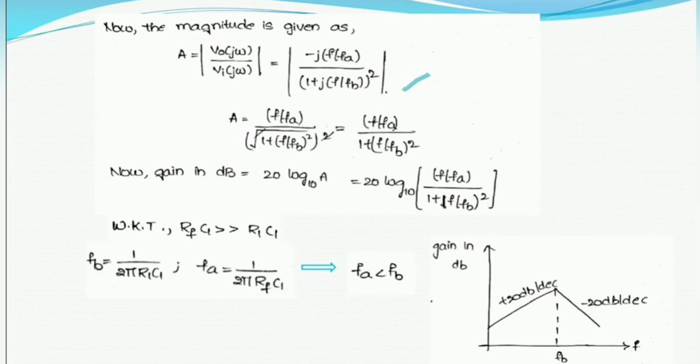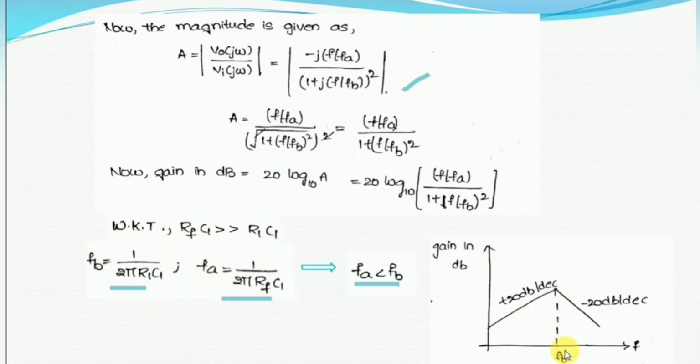We know that this relation should be maintained: fa should always be less than fb. Why should fa be less? Since fa is the cutoff frequency and fb is the indication at which the gain should be decreased. Simply in words, we can say that fb is the highest frequency compared to the cutoff frequency, which is the lowest. This is one theoretical assumption. Or if you maintain the relation that Rf C1 is always greater than R1 C1, from this equation we can write that since Rf C1 is always higher, the fa value should be less compared to the fb value.